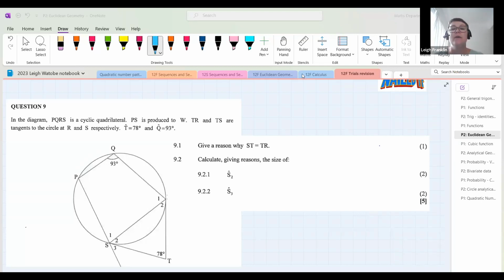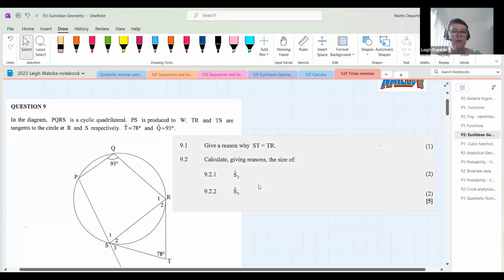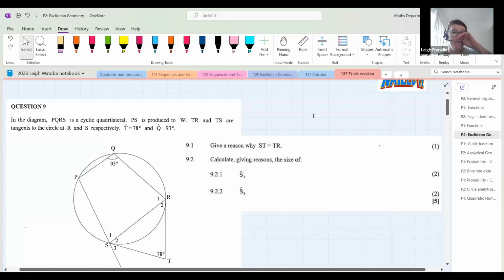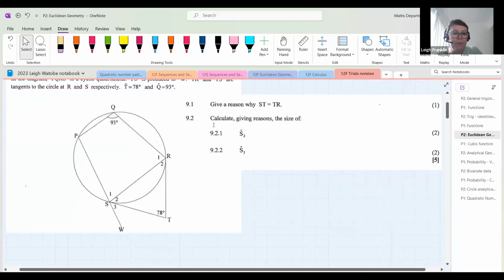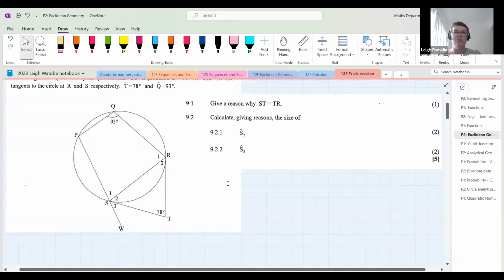Good. Okay. Next thing, PS is produced to W. That doesn't relate to a theorem. TR and TS are tangents to the circle at R and S respectively. So if we go, why are we, oh, sorry, there's R over there. Sorry, it was just a little bit hidden. So they've given us two tangents. So when we see the word tangents, what do we start thinking about then? Which theorems do we think about when we see the words tangents?